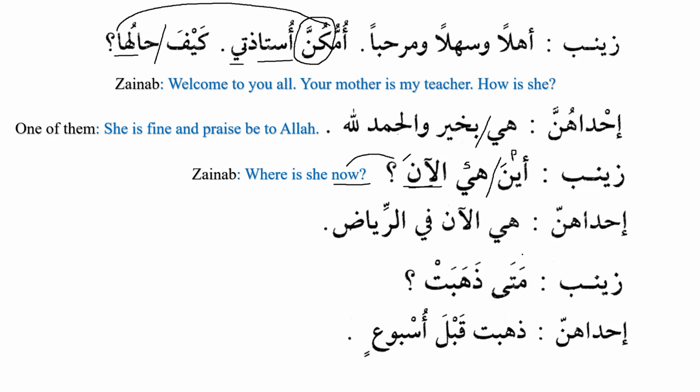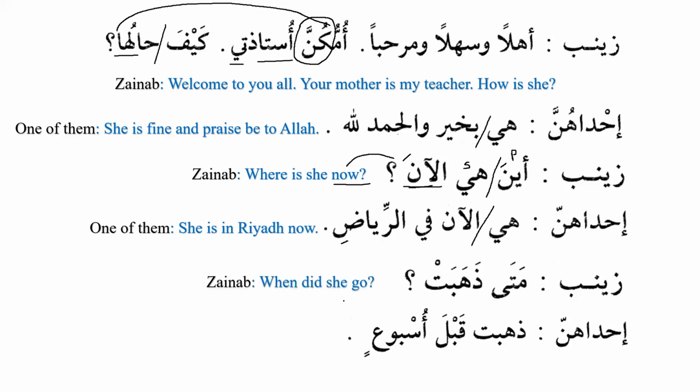Ihdahunna, one of them: Hiya al-ana fi Riyadi. She is in Riyadh right now. As we know that Riyadh is the capital city of Saudi Arabia. So hiya will be the subject and al-ana fi Riyadi will be the predicate. She is in Riyadh now. Zainabu: Mata dhahabat? When did she go? Mata dhahabat, when did she go?